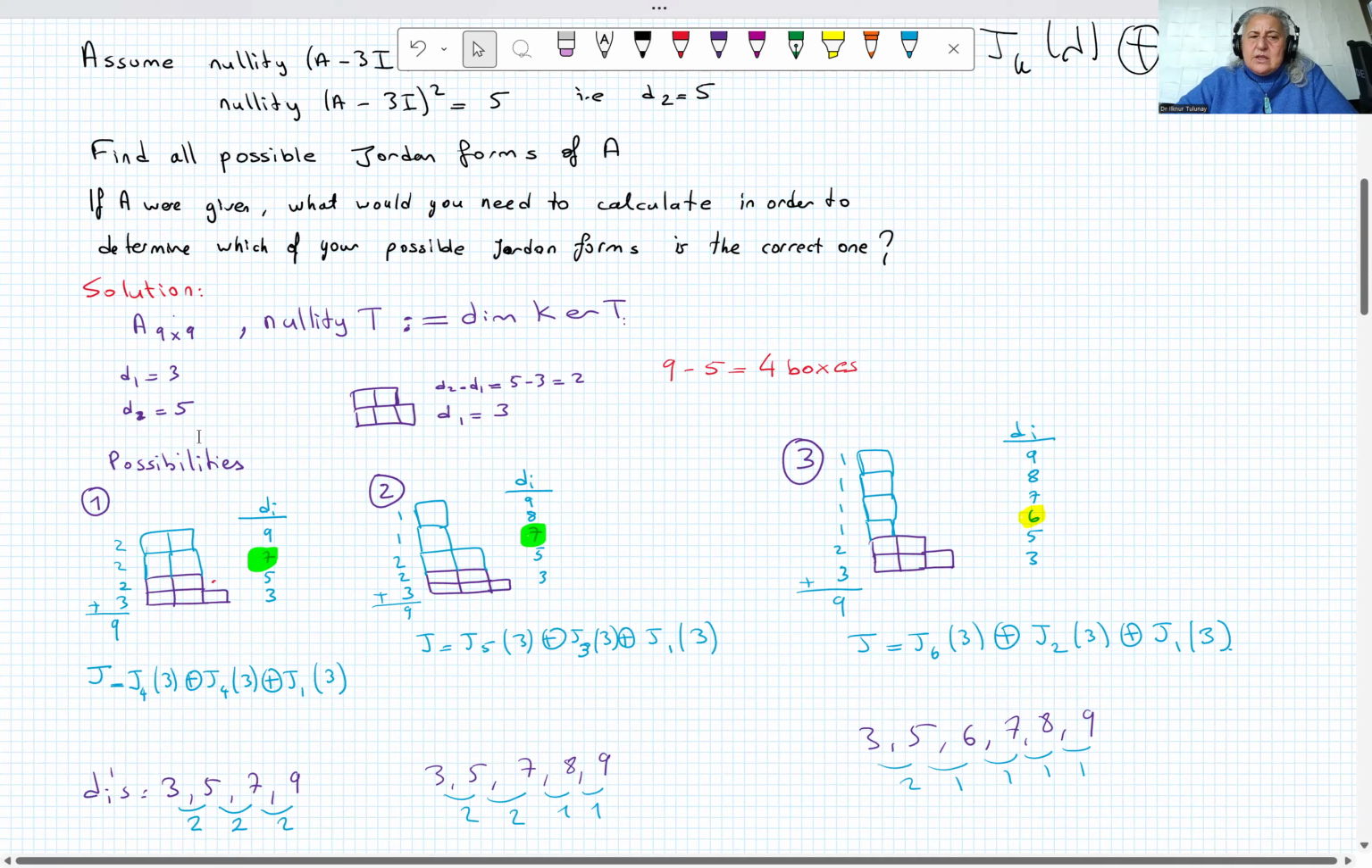If d1 is 3, d2 is 5, and A is a 9 by 9 matrix, these are the 3 possibilities that may happen. If this happens, then we have 4 blocks in the first one, 4 blocks in the second. So I have J_4(3), and J_4(3), and then this one J_1(3). So this is the Jordan form corresponding to this combinatorial object. For this one, I have 1, 2, 3, 4, 5 in the first column, so that is a J_5(3) block. And I have 3 blocks here, J_3(3) block. And I have 1 block here, so that's a J_1(3) block.